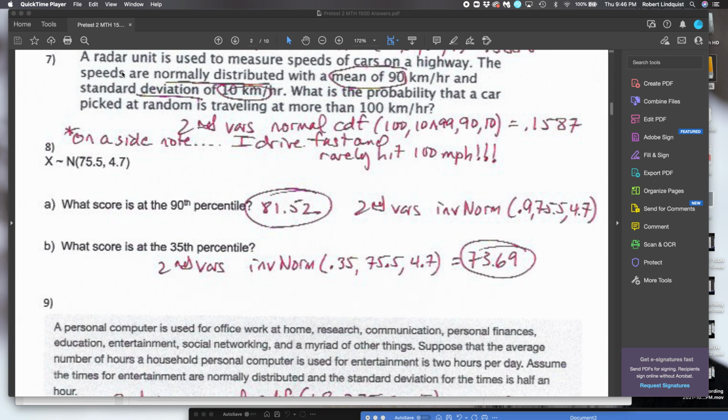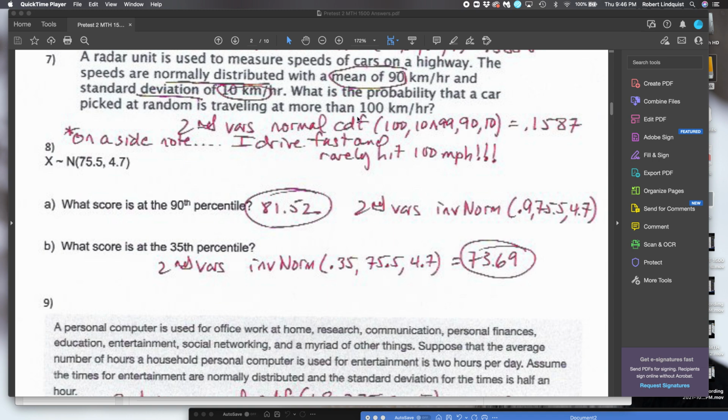Second video. And let's read this and look for some important things. First off, I don't care if it's a radar unit being scored to do speeds on a highway, but I do care that these speeds are normally distributed. That's very important. So is the fact that the mean is 90 and the standard deviation is 10.